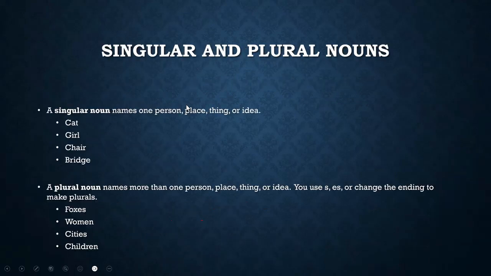Predicates. All right. Singular nouns name one person, place, thing, or idea. Cat, girl, chair, and bridge. There's just one. A plural noun names more than one person, place, thing, or idea. You use S or ES or change the ending to make plurals. Foxes, women, cities, children, those are all more than one. There's 5 foxes. There's 6 women. There's 25 cities. There's 400 children. Those are all more than one.